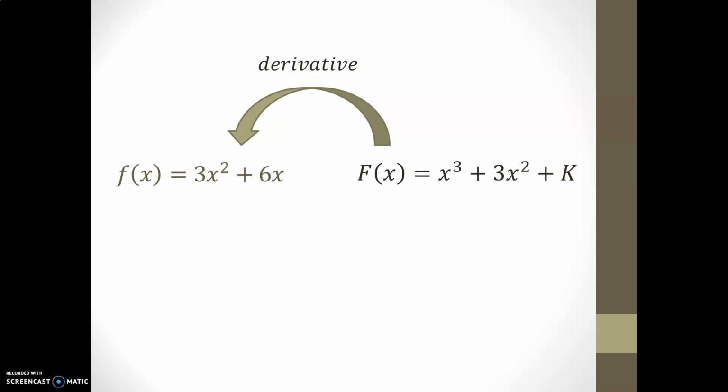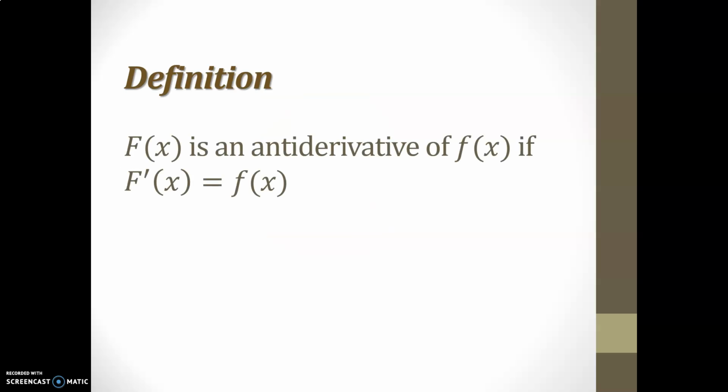Now keep in mind that if we had added an arbitrary constant to big F, this would still work. The derivative of x cubed plus 3x squared plus a constant would still be 3x squared plus 6x, which means that x cubed plus 3x squared plus k is also an antiderivative of 3x squared plus 6x. So differentiating produces only one answer, but anti-differentiating has multiple answers that are different depending on the constant that we pick. So here's a new definition for us. Big F of x is an antiderivative of little f of x if big F prime is equal to little f.